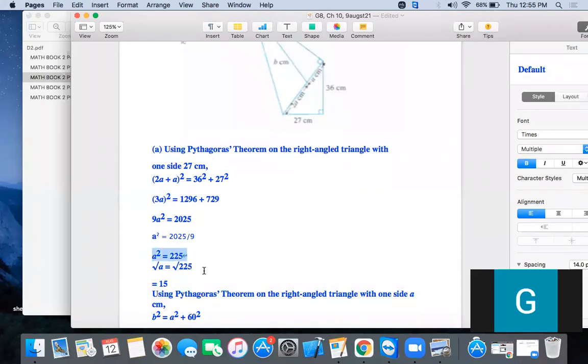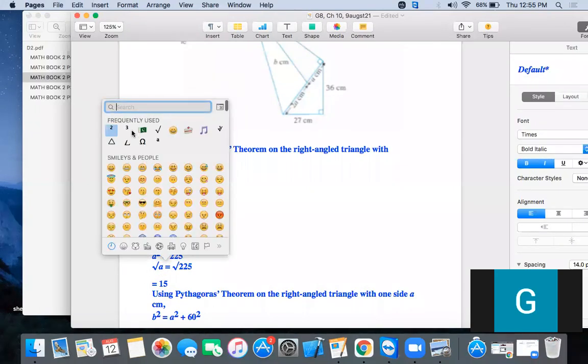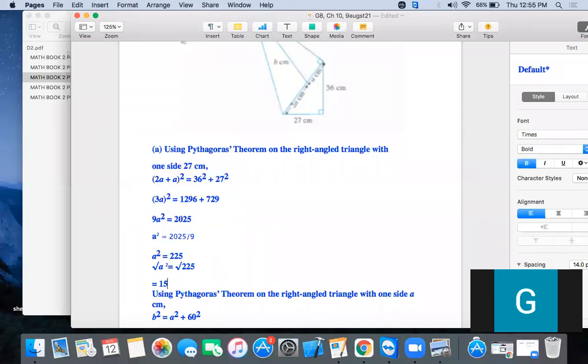Now we follow the same step: take the root on both sides. So we take the root on both sides. Using the calculator, the root of 225 is 15. So what is the value of a? The value of a is 15.